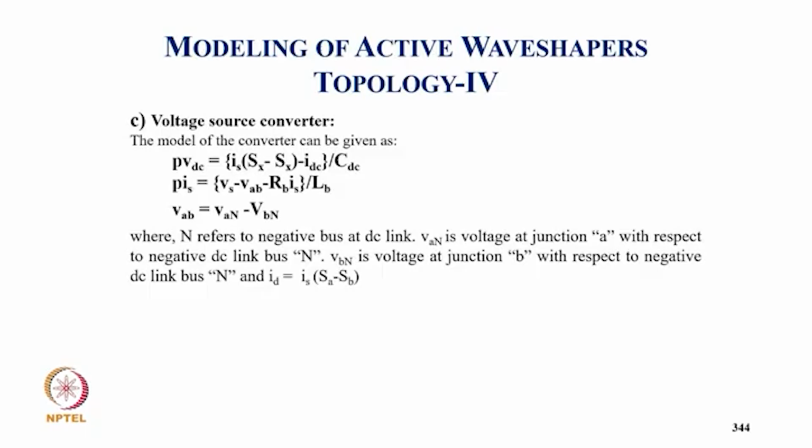Now coming to the voltage source converter, the model of the voltage source converter can be written as PVD equals (I (Sx minus Sy) minus IDC) divided by CDC, and PI equals VS minus VAB minus RS IS on LB, and VAB equals VAN minus VBN, where N refers to the negative bus of the DC link, VAN is the junction voltage at A with respect to the negative DC link bus, and VBN is the voltage at junction B with respect to the negative DC link bus, and IDC equals IS (SA minus SB).